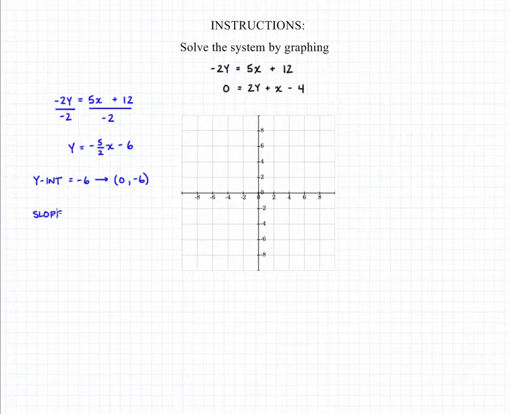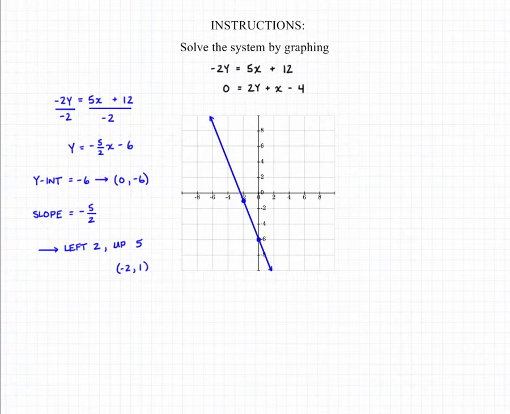We also know that the slope is -5/2, which means to find another point on the line, we can go left 2 and up 5 from our previous point, which will give us the point -2, 1, and we can plot those points and that line on our graph. We can repeat the process with the second equation.